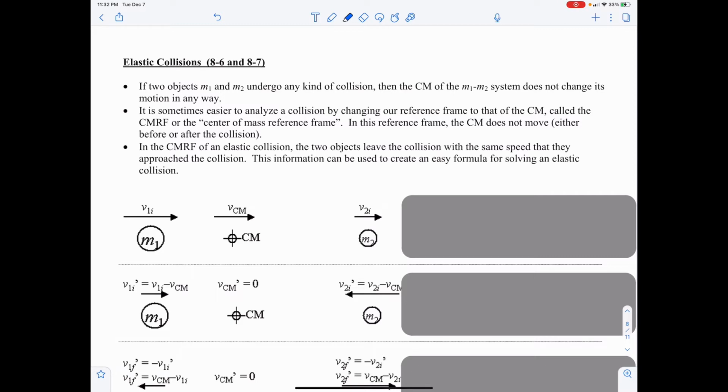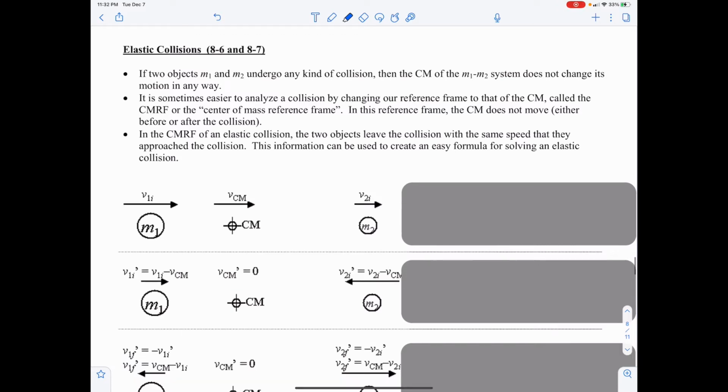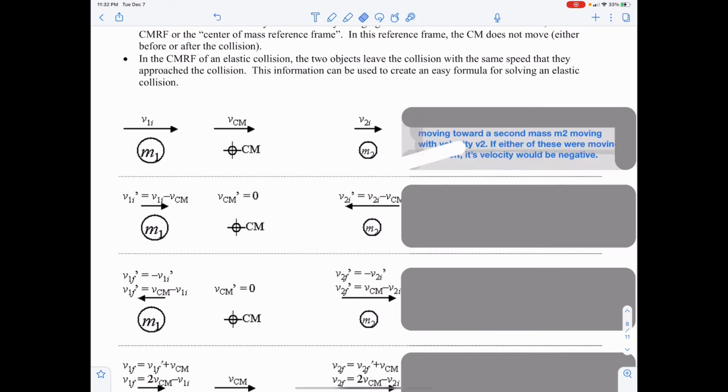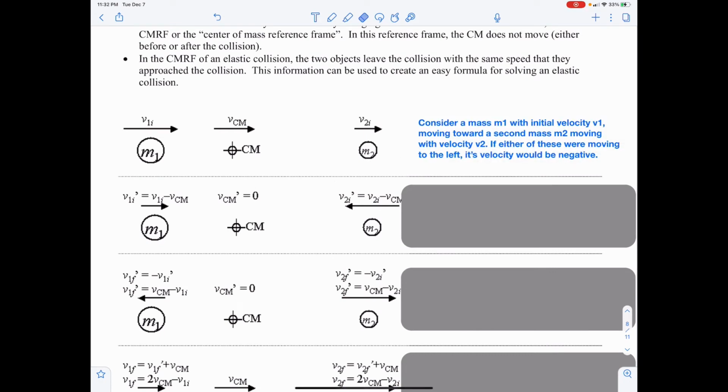In this reference frame, the center of mass does not move, either before or after the collision. In the center of mass reference frame of an elastic collision, the two objects leave the collision with the same speed they had approaching the collision. This information can be used to create an easy formula for solving elastic collisions. Consider mass 1 with initial velocity 1 moving towards mass 2 with velocity 2. If either of those were moving to the left, of course, the velocity would be negative in that sense.